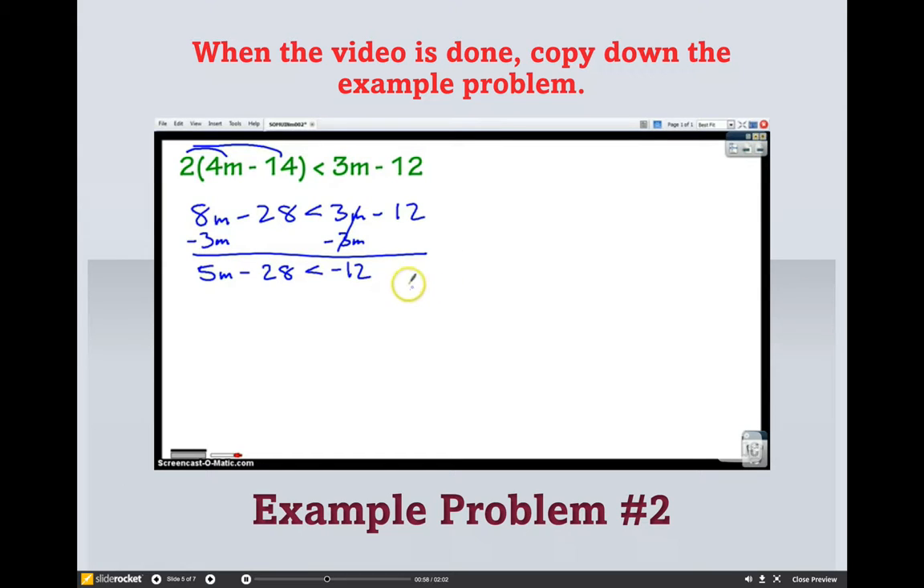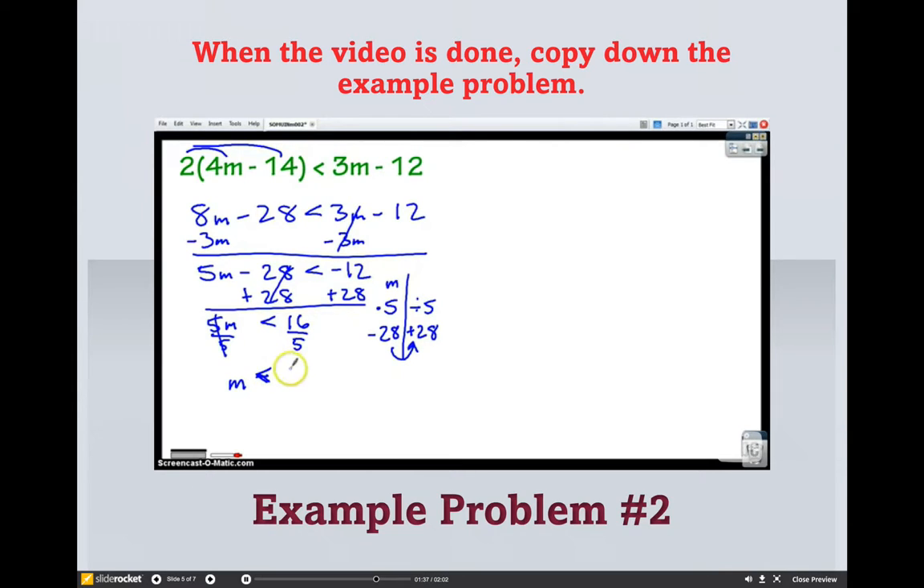Alright, and now I can start thinking about my roadmap. In this case, the roadmap would look something like this. They took m, it's been multiplied by 5, and then subtracted 28, which means when I do a U-turn and go in reverse order, I'm going to add 28 to both sides first, which will give me 5m less than 16, and then I'm going to divide by 5. Over here, the 5's cancel. What I do to one side, I do to the other.